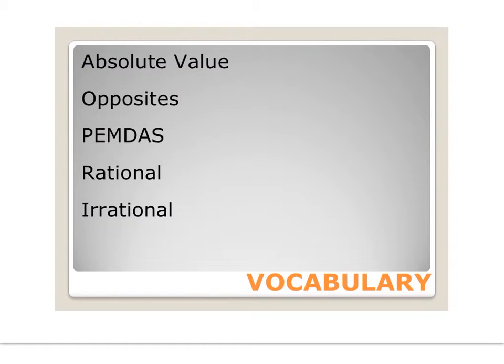So the first vocabulary word that we're going to review is absolute value. For this one, hopefully you guys remember that absolute value makes the number positive. And these vocab words will also help you as you work on the crossword puzzle. So again, the absolute value of -3 is 3. The absolute value of 4 is 4 because it was already positive.